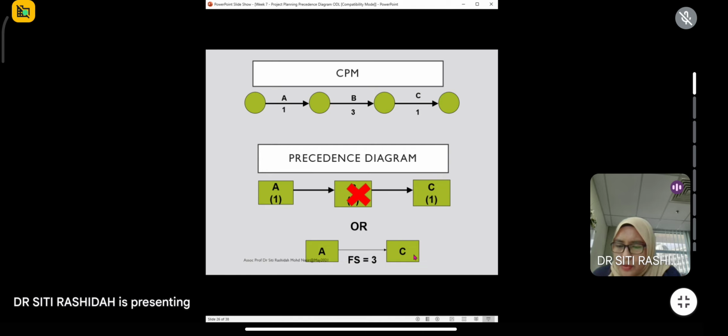Okay, A to C and finish to start is 3 days. Okay, so what was this 3 days? Who knows what this 3 days is? What is the 3 days here? Finish to start. Sorry, what was it? Sticker, never mind.